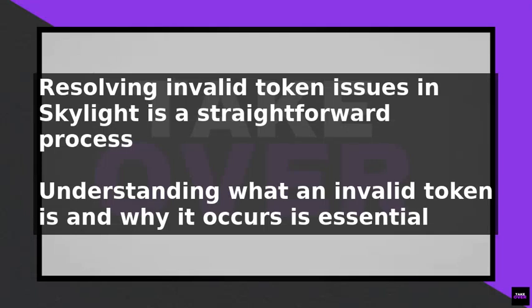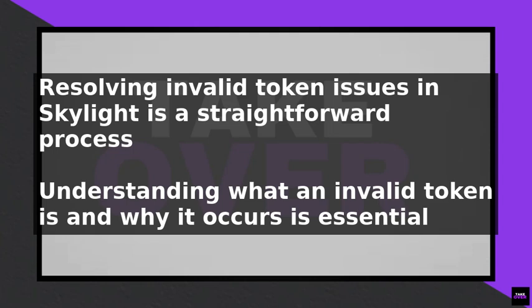Resolving invalid token issues in Skylight is a straightforward process that can be completed in a few steps. First, it is essential to understand what an invalid token is and why it occurs. An invalid token is an error message that appears when Skylight is unable to verify the authentication token, which is required to access the platform.